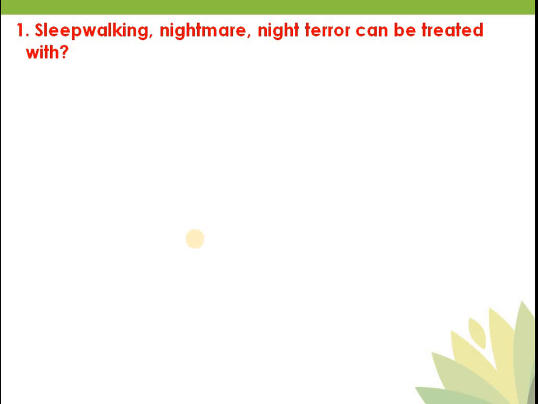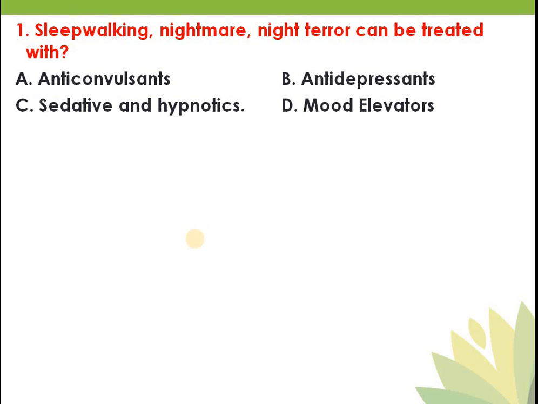So the next question is: sleepwalking, nightmare, night terror can be treated with. Okay, and your options are: option A anticonvulsant, option B antidepressants, option C sedative hypnotics, option D mood elevators. So what do you mean by sleepwalking, nightmares and night terrors? In this case your correct answer is option C, sedative hypnotics.